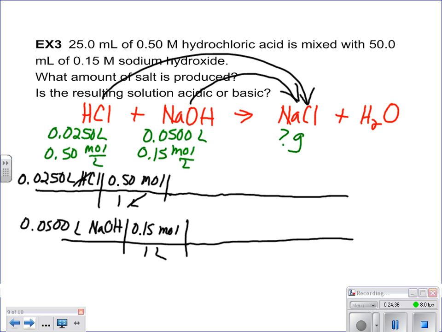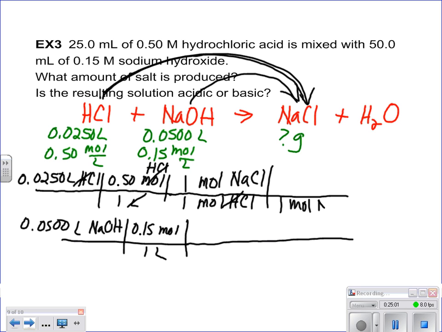I'm going to start with my hydrochloric acid. I've got it as moles of hydrochloric acid. Getting rid of moles of hydrochloric acid. Remember, this is the route I'm taking. I'm going to moles of sodium chloride. Pretty boring, 1-to-1 ratio because I look at those coefficients. Now we've got it as moles of sodium chloride. Get rid of moles of sodium chloride. Go to grams of sodium chloride. 1 mole is 58.44 grams.